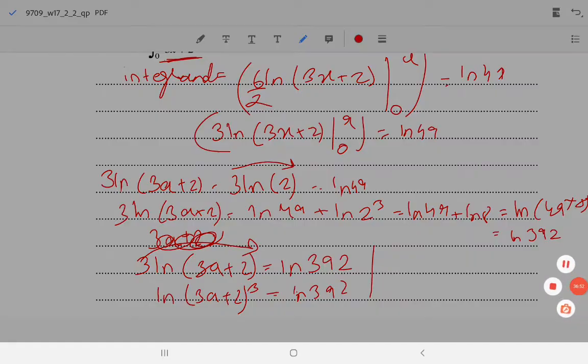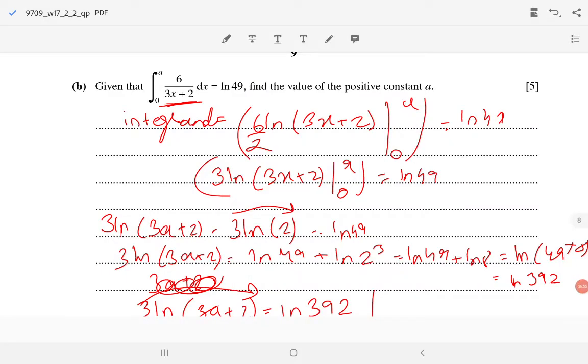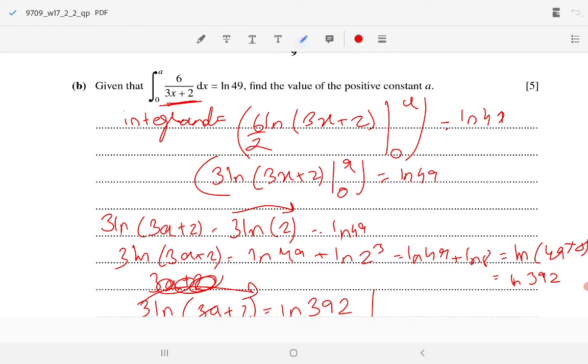Oh, so sorry, my bad. I just realized this value needs to come here, so this is going to be 3. So this changes everything. Instead of 2 squared we have 2, instead of 2 cubed we have 2 squared, which is 4, and 49 into 4 is 196.